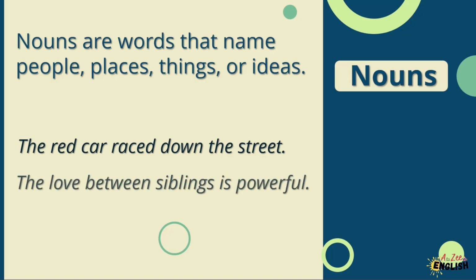Let's take another example. The love between siblings is powerful. So in this sentence, the love is a noun because it names an idea or concept. It represents the strong bond shared between brothers and sisters, even though it cannot be seen or touched.